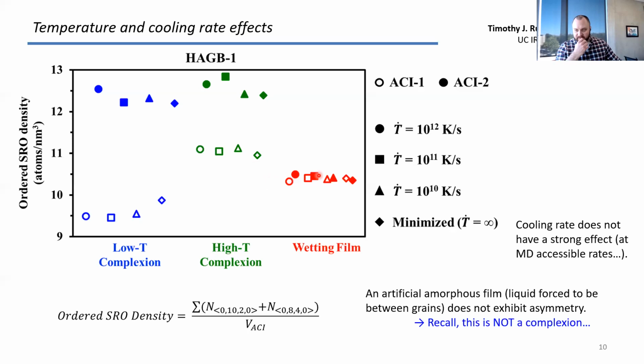So we can start to identify this idea that the artificial amorphous film doesn't have the asymmetry. And that tells us something important. It means that that asymmetry is something fundamentally related or fundamentally core to the idea of a complexion truly being in equilibrium with the crystals next to it.